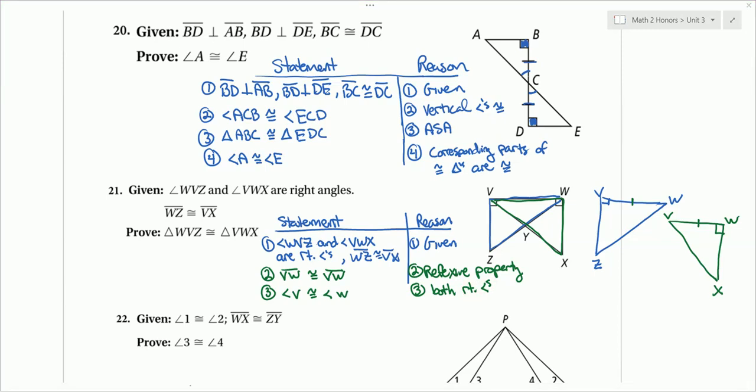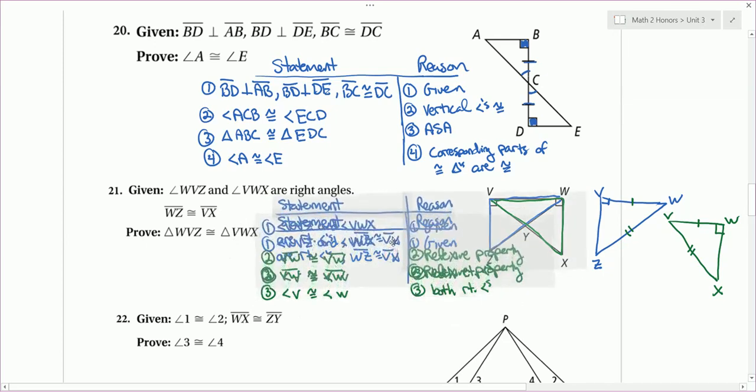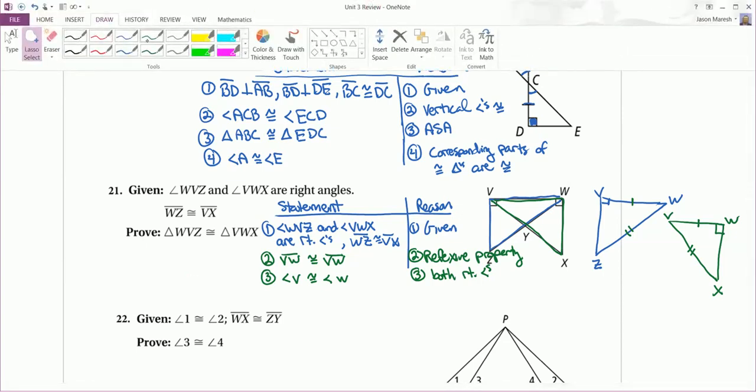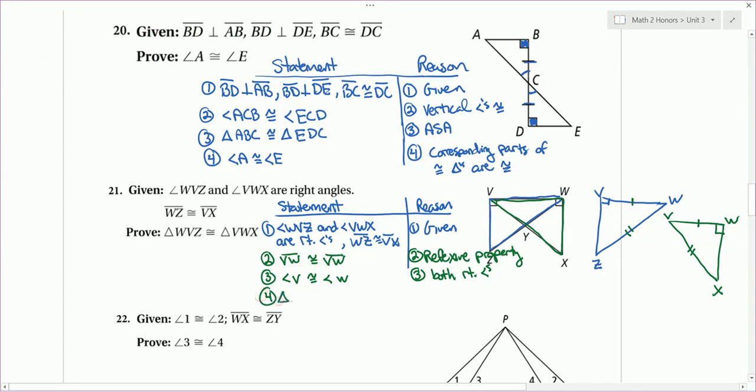And then we haven't marked this yet, but in the given we have WZ is congruent to VX. And both these are right triangles, and they both have corresponding congruent hypotenuses and corresponding congruent legs, and so we can say that the triangles are congruent by hypotenuse leg. So our last statement, triangle WVZ is congruent to triangle VWX by hypotenuse leg.